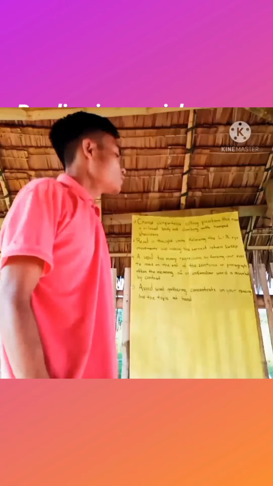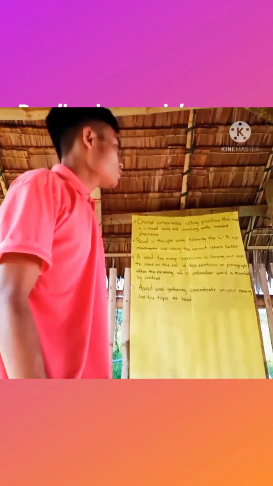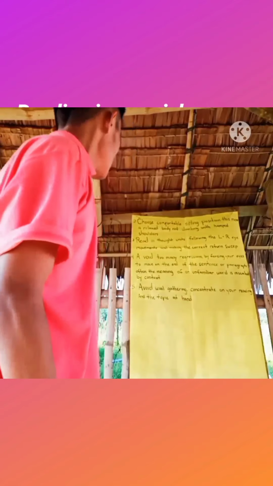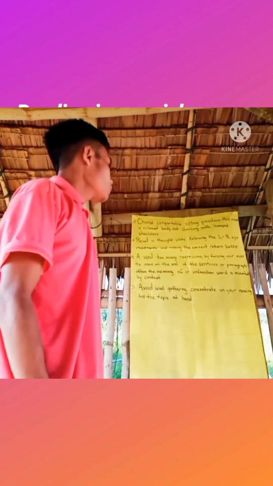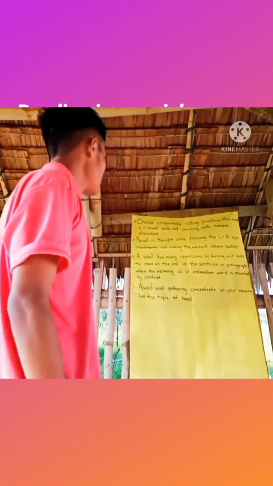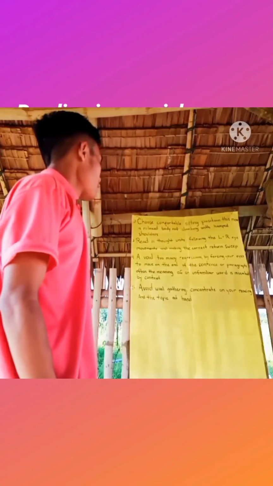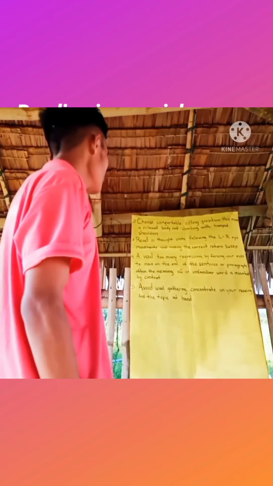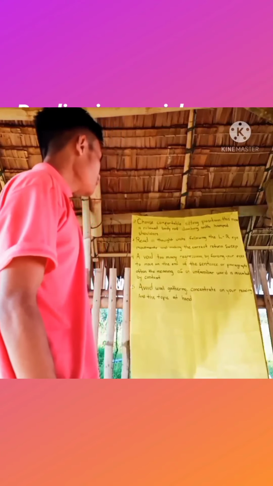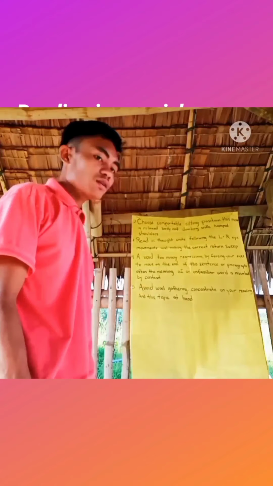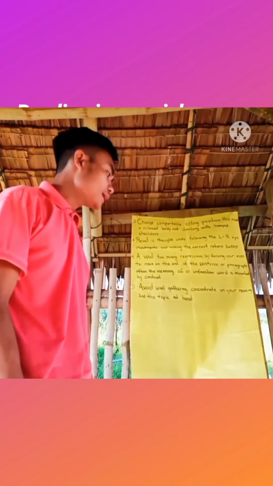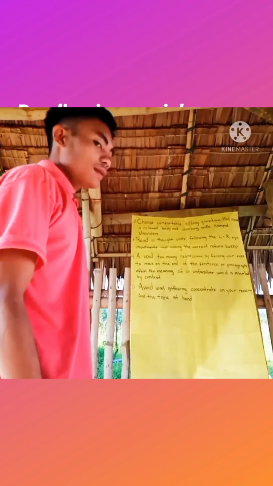Number 2, choose a comfortable sitting position by means of a relaxed body, not slouching with humped shoulders. Number 3, read thought units following left and right eye movements and making correct return sweep. Number 4, avoid too many regressions by forcing your eyes to move on to the end of the sentence or paragraph. Often the meaning of the unfamiliar word is revealed by context. Number 5, avoid woolgathering. Concentrate on your reading and the topic at hand.